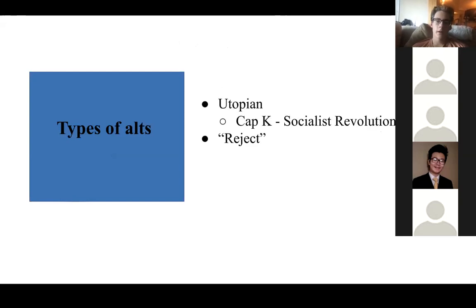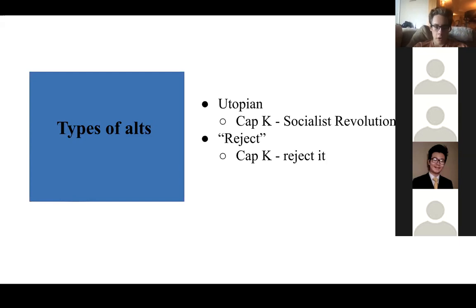So let's talk about the types of alts. Two types: utopian alts and reject alts, right? So in a utopian alt, what will happen is that the alternative described will be totally theoretical, and it will require, honestly, in my opinion, a degree of fiat power that the negative just doesn't really have in public forum. What do I mean by this?